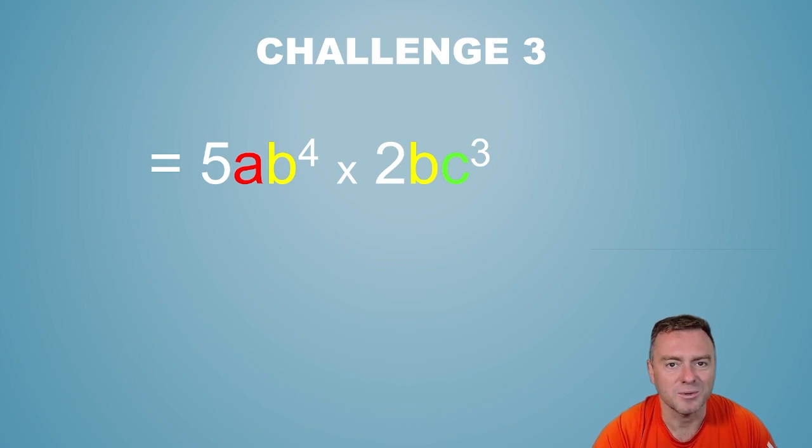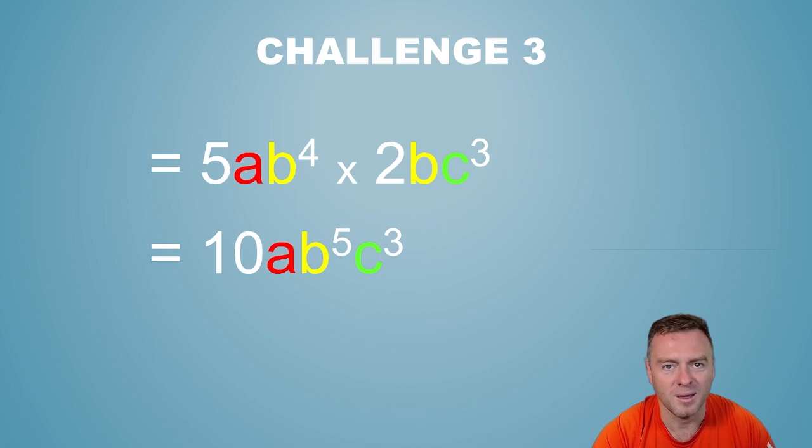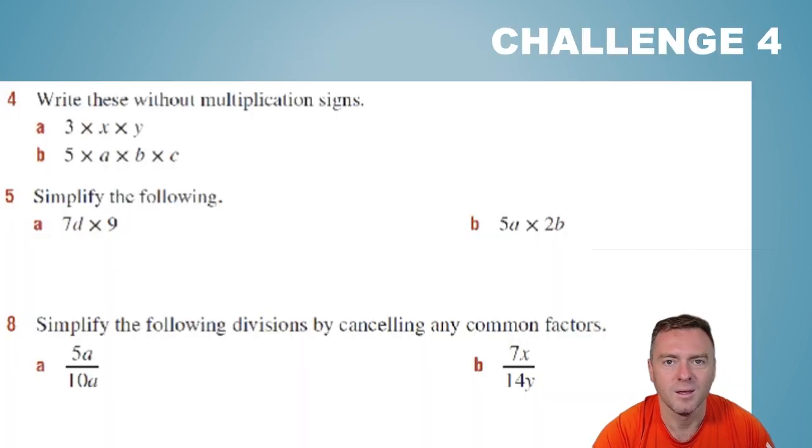Awesome. So we do 5 times 2 first, which gives us 10. Then we've got an A. We've got another B on top of the B to the power of 4. That then gets us to B to the power of 5. And then C to the power of 3. So just pause the video. Have a go at these guys.